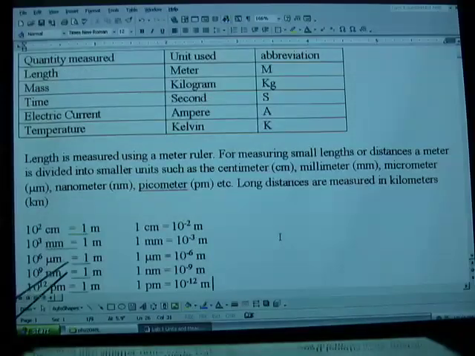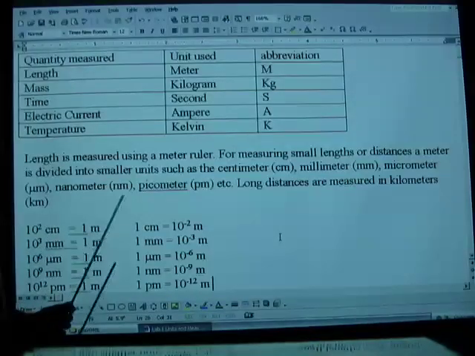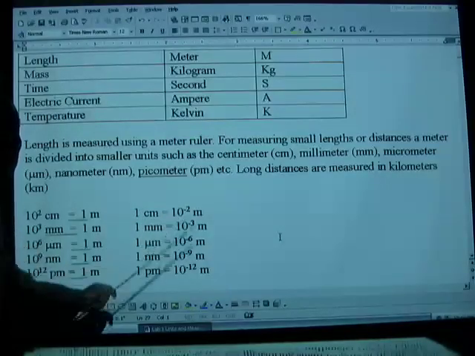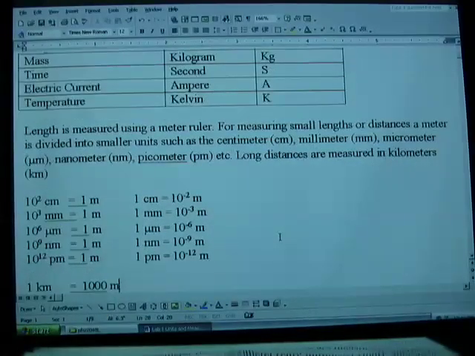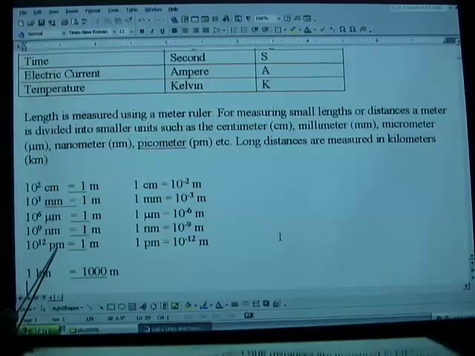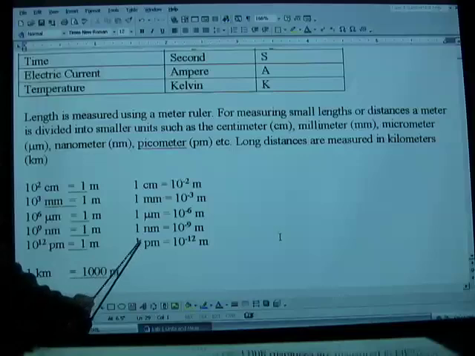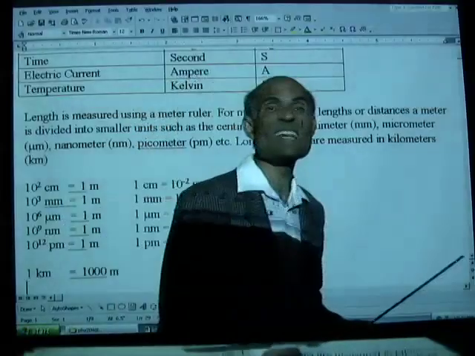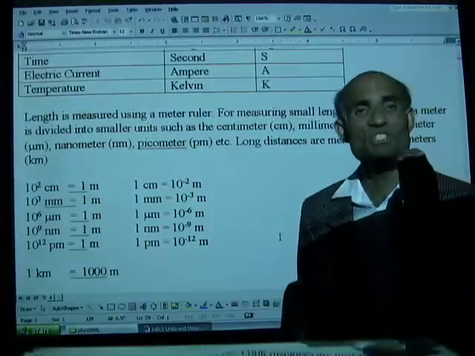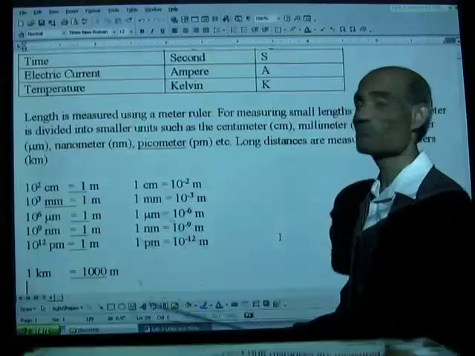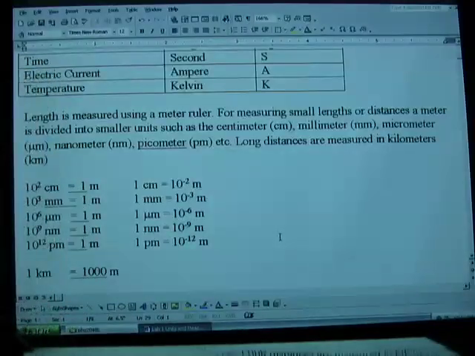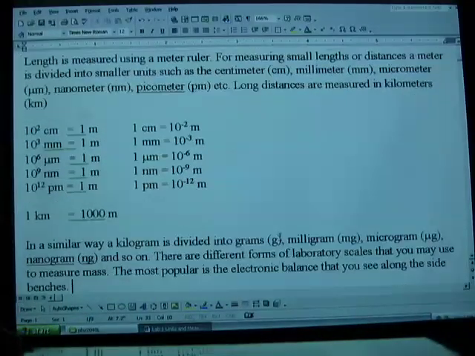Now, you must express all these using powers of 10. 10 to the power of 2 centimeters is 1 meter. That means 1 centimeter is 10 to the power of negative 2 meter. 10 to the power of 12 picometers is a meter. That means 1 picometer is 10 to the power of negative 12 of a meter. One trillionth of a meter is a picometer. 1 kilometer is 1,000 meters. All right, you know all these things. Let's move on.